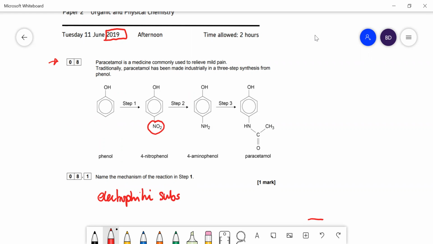Now, it doesn't ask you what the electrophile there would be. NO2, of course, NO2 plus, generated from conc nitric and conc sulfuric acid.